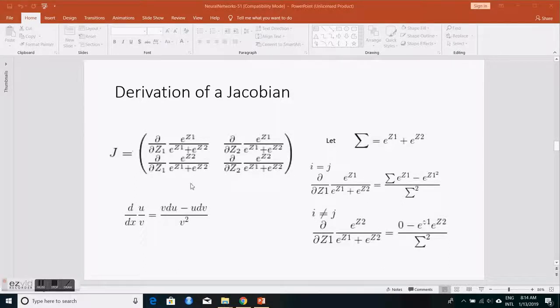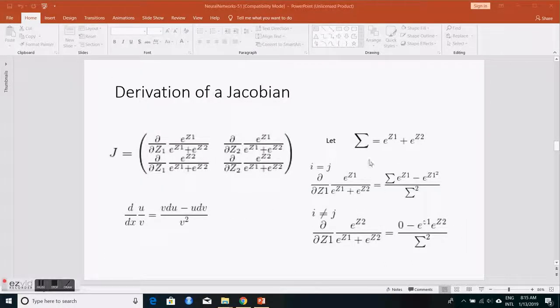And when i is not equal to j, that is if I take the 12 or 21 element, let us take one element here, dou by dou z1 of e power z2 divided by e power z1 plus e power z2. Now I first take v, which is sigma, and du, so it is dou by dou z1 of e power z2. Now dou by dou z1 of e power z2 is 0, and then I take u dv. u is e power z2, and dou by dou z1 of the denominator will be e power z1, divided by v square, which will be sigma square.